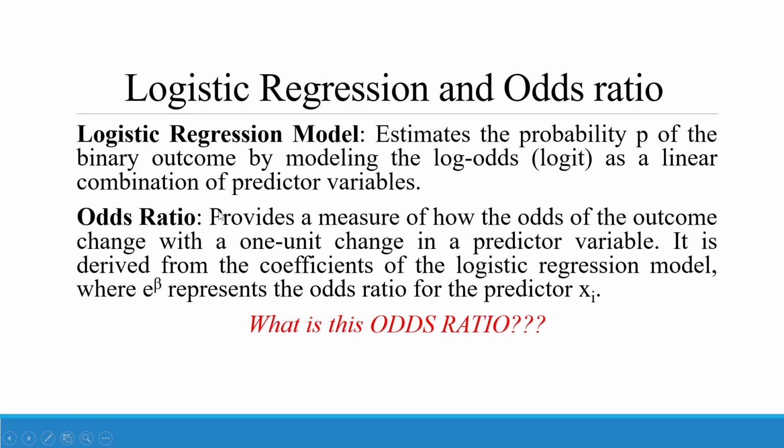Logistic regression and odds ratio. The logistic regression model estimates the probability P of the binary outcome by modeling the log odds as a linear combination of predictor variables. Odds ratio provides a measure of how the odds of the outcome change with a 1 unit change in the predictor variable. It is derived from the coefficients of the logistic regression model, where e to the power B represents the odds ratio for the predictor Xi. Don't worry, I will explain all these concepts one by one. So we start with what is this odds ratio?